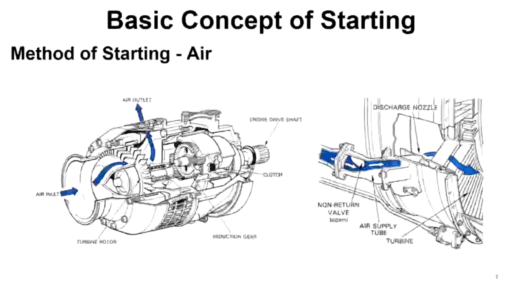Next, the method of air starting. An air starter motor transmits power through a reduction gear and clutch to the starter output shaft, which is connected to the engine. The starter turbine is rotated by air taken from an external ground supply, an auxiliary power unit, or as a crossfeed from a running engine.